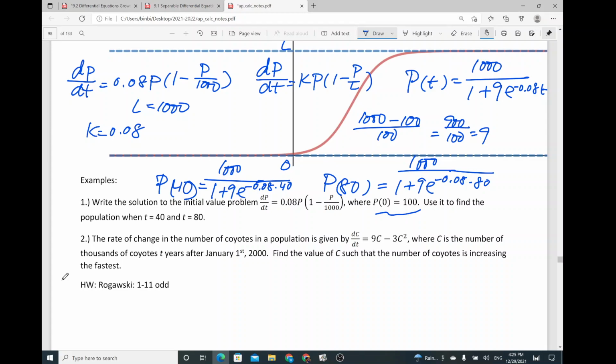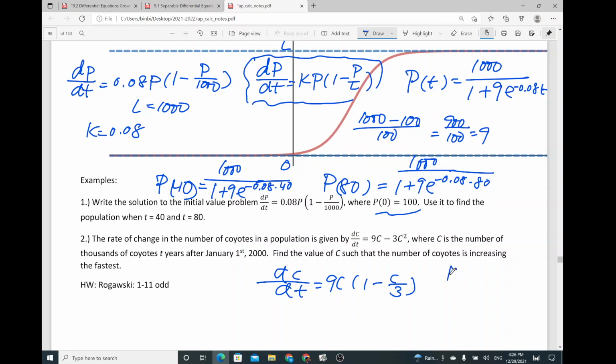In order to create the model, we need to set up the differential equation in factored form, which is similar to what we found from the original dP over dt. This one is not in factored form, so take out the 9C. We get 1 minus C over 3, because 9 over 3 gives 3, and then C times C gives C squared. So it's 9C times the quantity 1 minus C over 3. Compare and contrast: as you may notice, k is 9, C is just like P, and L, the maximum capacity, is 3.